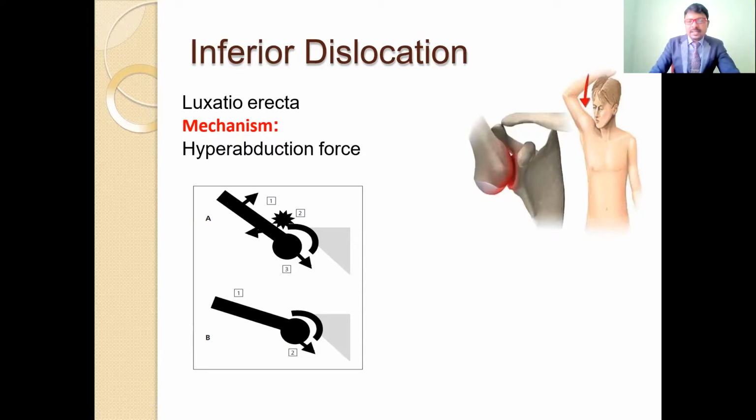So if you see here, another type of dislocation is the inferior dislocation. These inferior dislocations are also called luxatio erecta. These occur especially with a hyperabduction force. If anybody gets hyperabduction, suddenly lifting up in over-abduction of the shoulder, they may get an inferior dislocation. This is a very rare condition, with less than 1% of people getting inferior dislocations, due to the hyperabduction movement.